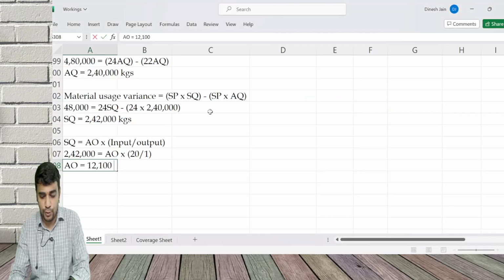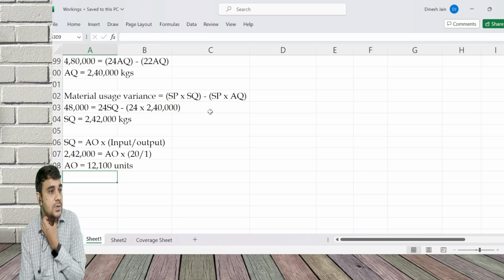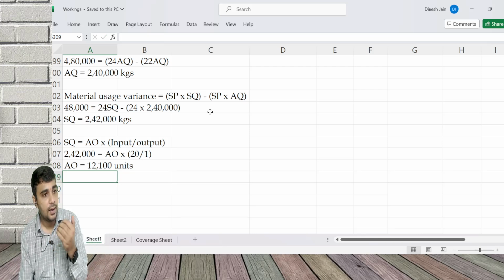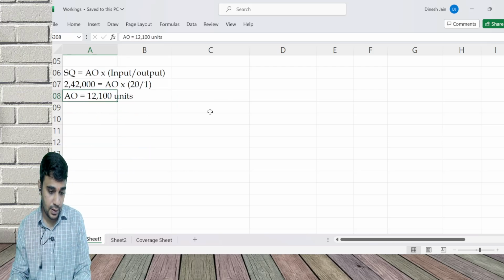I'll measure the output in units only, because they said per unit. Raw material was in kgs. This is in units. 12,100 units. Any doubts on this? I think the balance part will become very simple, because AO once computed will make it very simple for the balance part. Any doubts till this? Next, let's do working note 2.